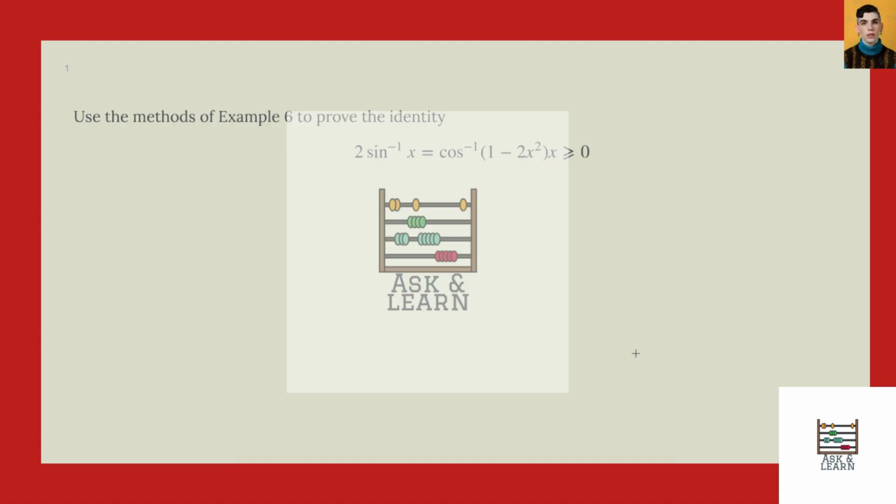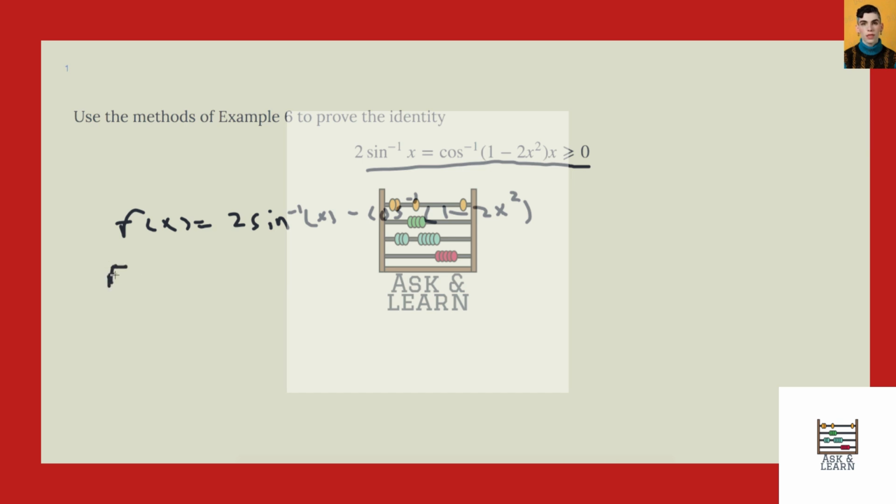Okay, so we are now being asked to use the methods of example 6 to prove this identity right here: 2 sine inverse of x equals cosine inverse of 1 minus 2x squared, for all x greater than or equal to 0. So what you could start off with doing is to let f of x equal 2 sine inverse of x minus cosine inverse of 1 minus 2x squared. And now the best thing to do is to take the derivative.